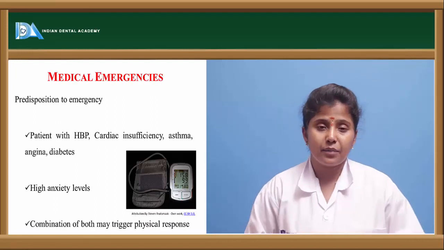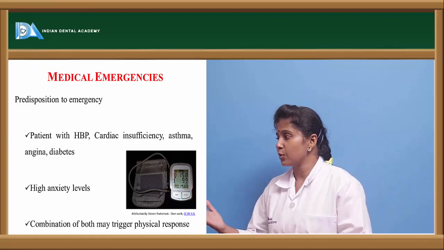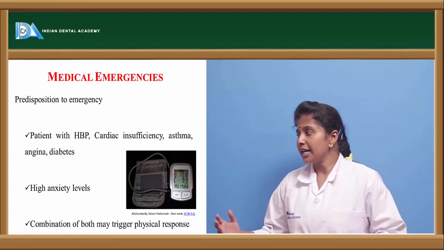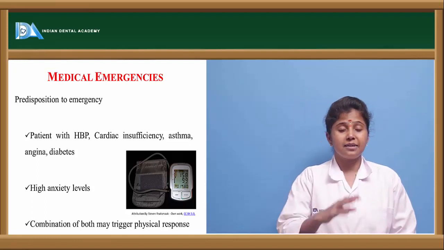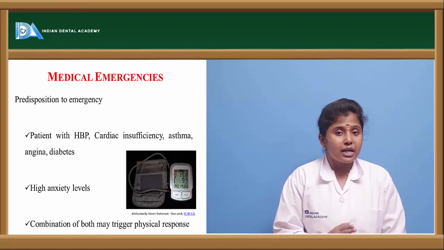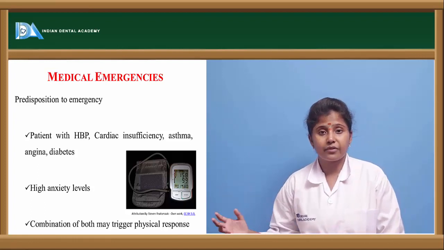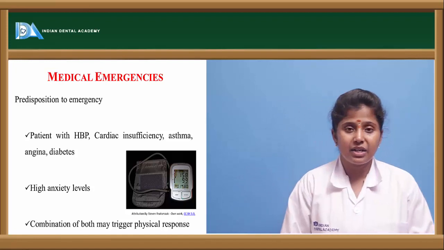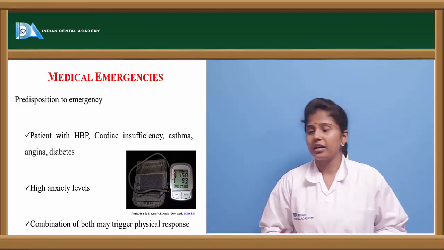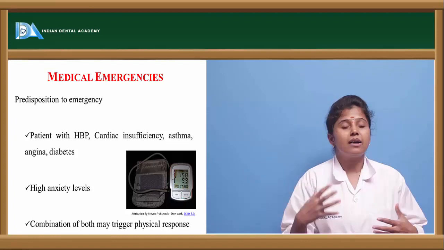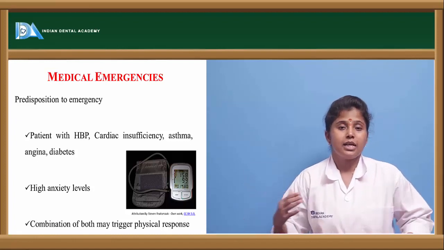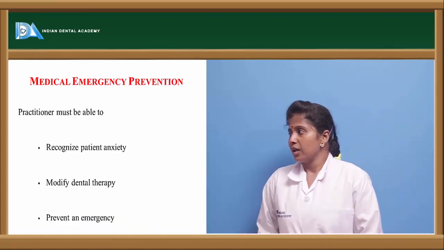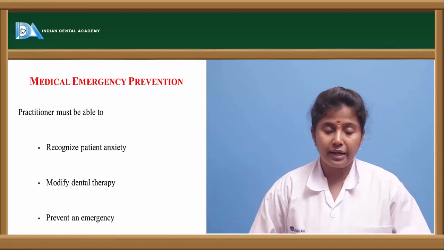So what are the medical emergencies? Generally, what are the medical emergencies we can observe? The patients who are suffering with high blood pressure, cardiac insufficiency, asthma, angina, diabetes, these all are life-threatening diseases. So if the patient is suffering from any cardiovascular related disorder or diabetes, then that patient has to be treated medically immediately. And high anxiety levels, and a combination of both, may trigger a physical response. So if the person is having one or more diseases, then he is more prone to medical emergency. So how can we give prevention for this medical emergency?